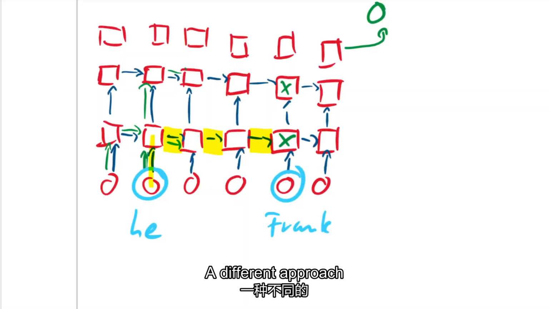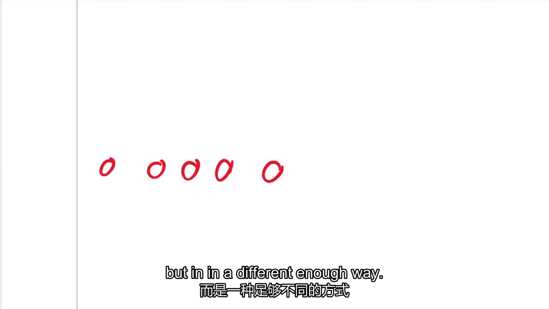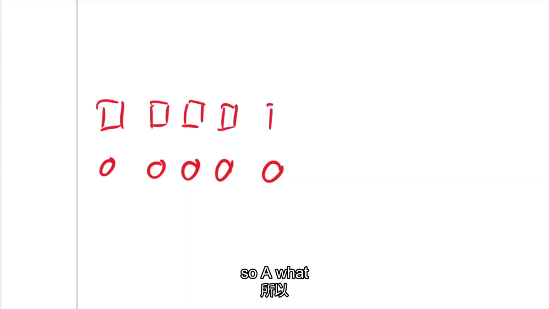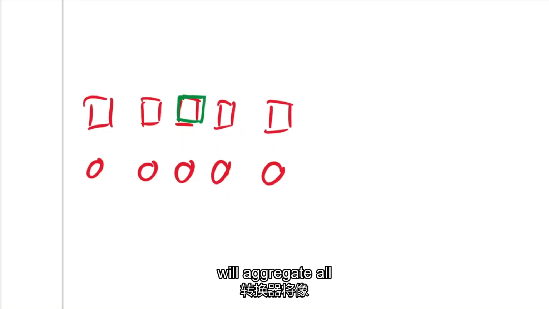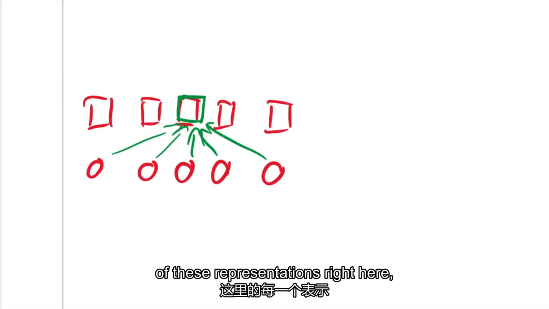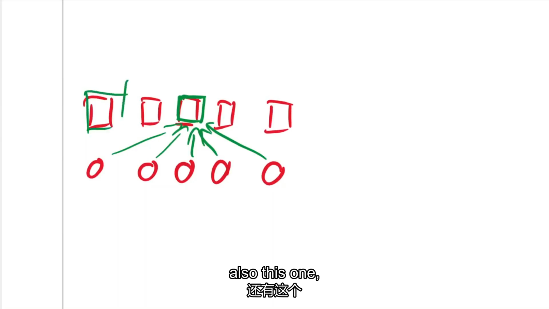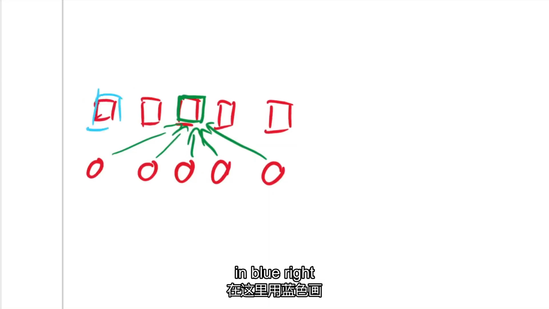A different approach is a transformer. So a transformer handles sequences in a different enough way. What a transformer does is, whenever it builds the representation for the next layer, for example this representation right here, it will aggregate all of the information from the previous layer, like this. So every one of these representations right here, also this one, will aggregate all the information from the previous layer. Let me draw this in blue right here.